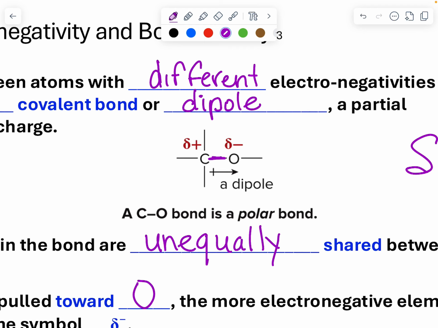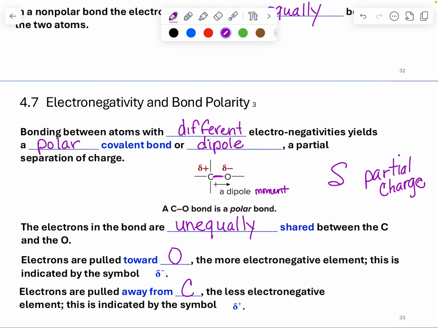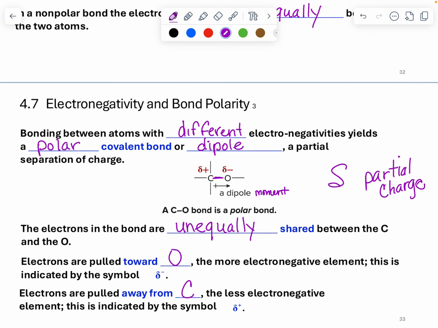And so there is another symbol here shown, a dipole moment is what this symbol is called, and it is just another way of representing where the electron attraction is. And so you have this arrow, and it's showing that the electrons are pulled closer to the oxygen atom and away from the carbon atom. So this creates what's called a polar covalent bond.